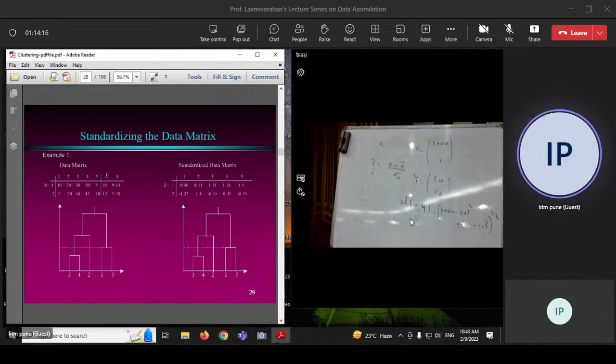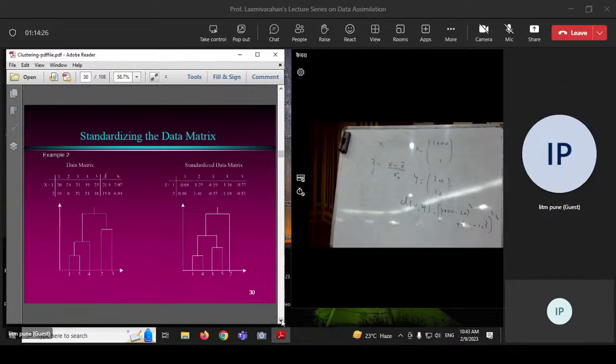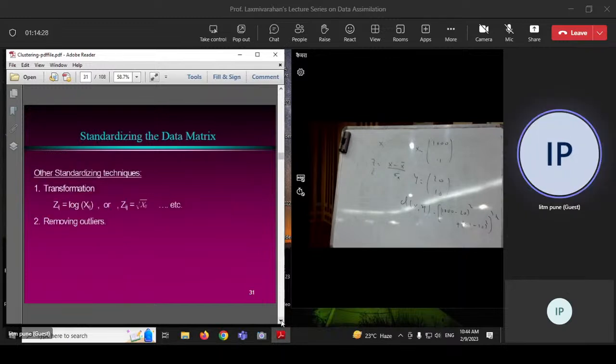In meteorological models, we generally prefer non-dimensionalized versions of the model. Per unit basis, you can do that. In other cases, I may want to do a transformation.